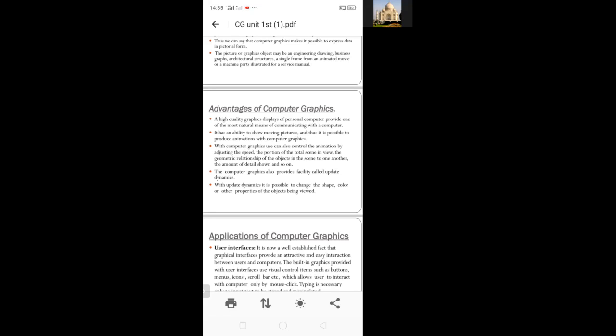Then apart from that, the amount of detail whatever is needed, we will be considering here. For example, if a particular animation takes a size of 1 GB, with the help of computer graphics, can we reduce the number of frames so that it becomes 500 MB only, by reducing the unwanted frames.